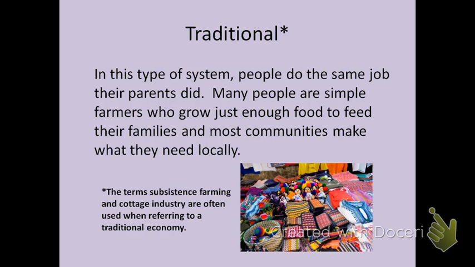A traditional economy, people do the same job their parents did. Many people are simple farmers who grow just enough food to feed their families, and communities tend to only grow what they need locally. The terms subsistence farming and cottage industries are often used when referring to a traditional economy. Subsistence farming is just growing enough food for your family.